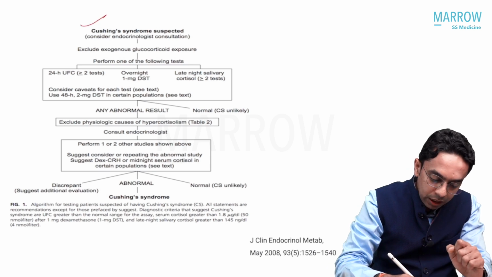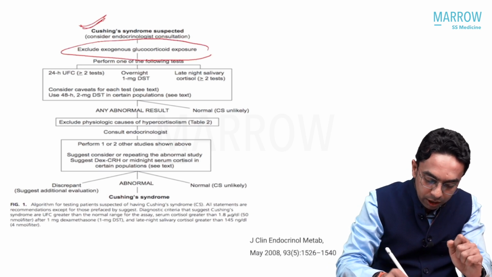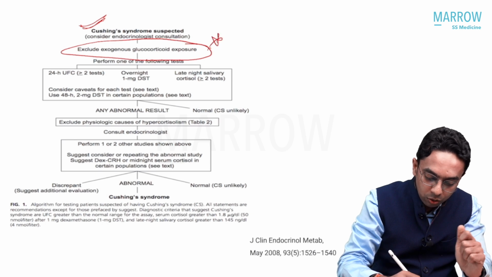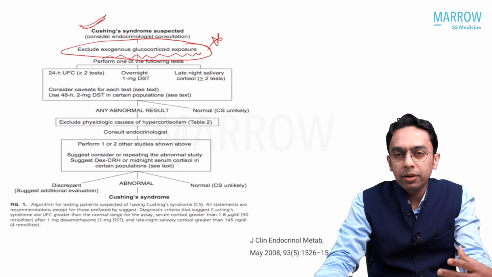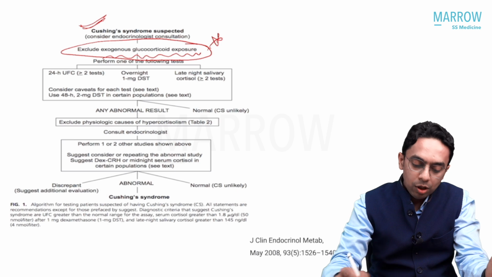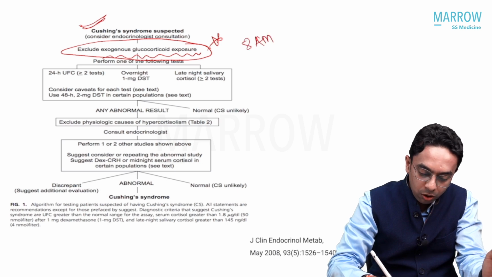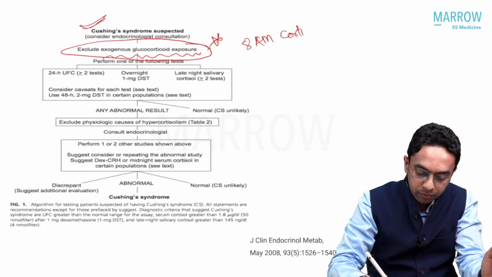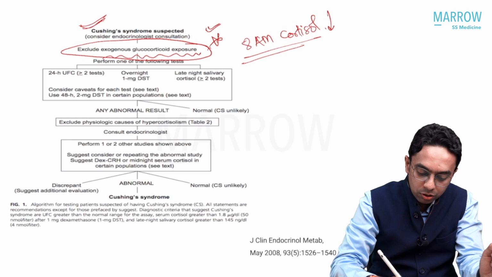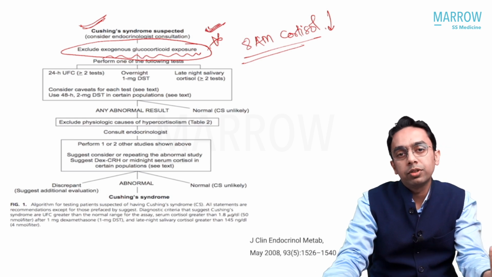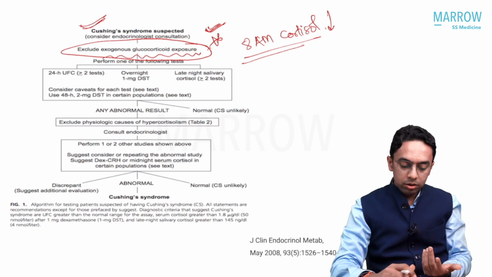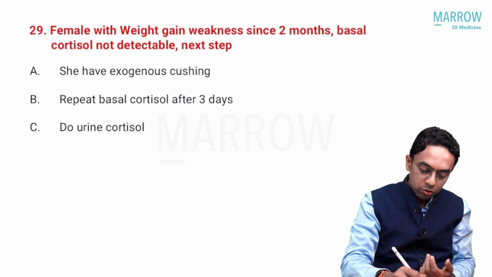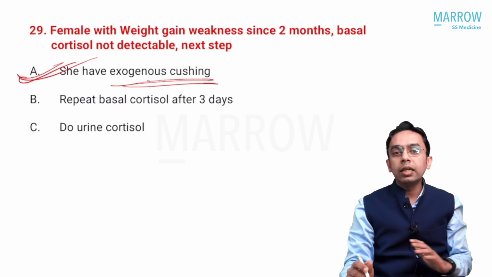If you have a patient with suspected Cushing's, the first and most important thing is to rule out exogenous glucocorticoid exposure. Though the guideline usually says to do this by history, we obviously get an 8 am cortisol, that is, the basal cortisol. If this is low, it is definitely an exogenous Cushing's with secondary adrenal insufficiency, right? So you don't need to proceed further. You can just label the patient as exogenous Cushing's. You don't need any other test now.